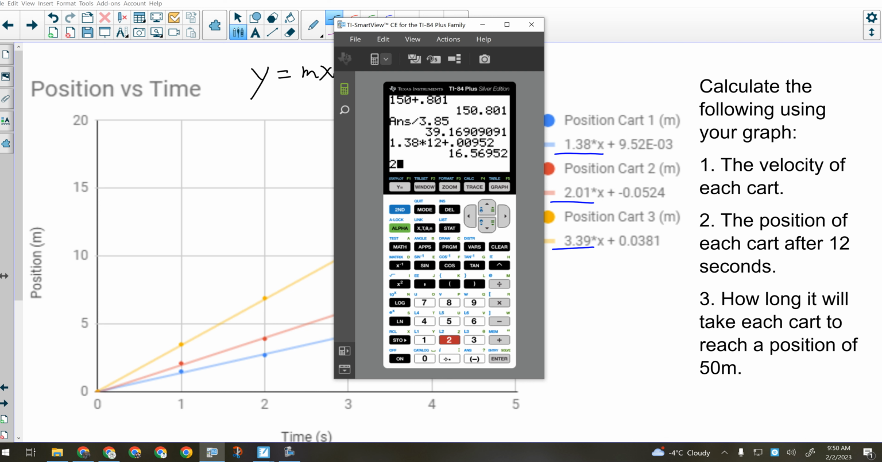For cart number 2, 2.01 times 12 seconds plus negative 0.0524. So we're looking at 24.1 meters as the final position for cart number 2, and for cart number 3, we're looking at 40.7 meters as the final position there.